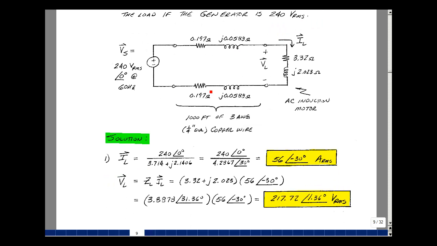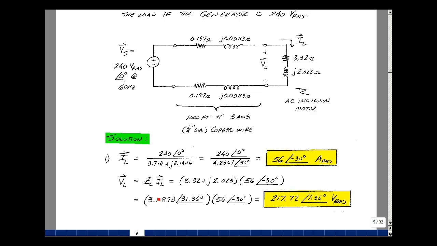Okay, so if you want the current in the load, just simply have the voltage here divided by the total impedance. So that's 240 at angle 0, divided by the sum of the real parts, which is 3.714 ohms, plus the sum of the imaginary parts, which is j2.1406. Putting this into polar form, we get a magnitude a little bigger than either of these two, and we're going to be in the first quadrant with an angle less than 45 degrees because this is shorter than this. So 4.2867 at angle 30. 240 divided by that magnitude is 56, and the angle is 0 minus 30 degrees. And that's going to be in amps RMS.